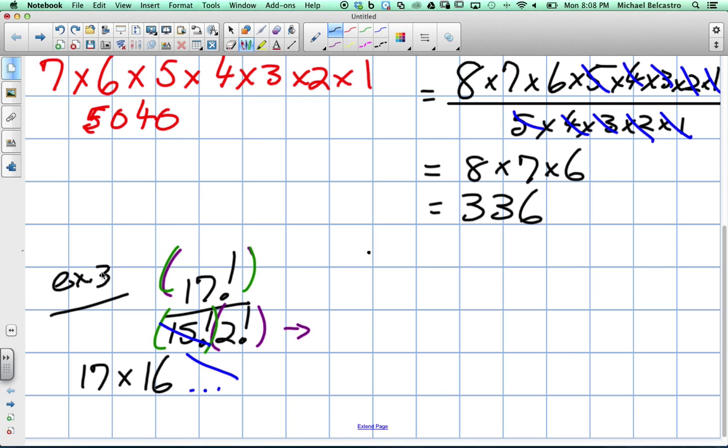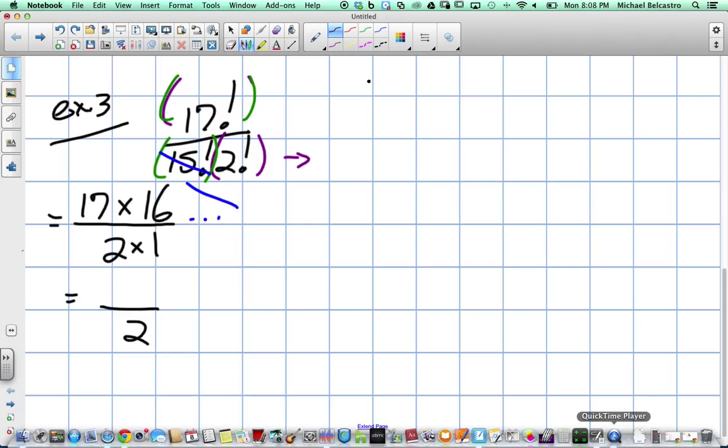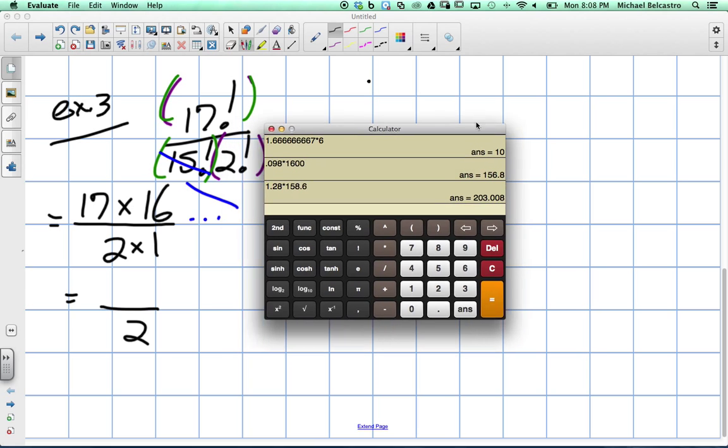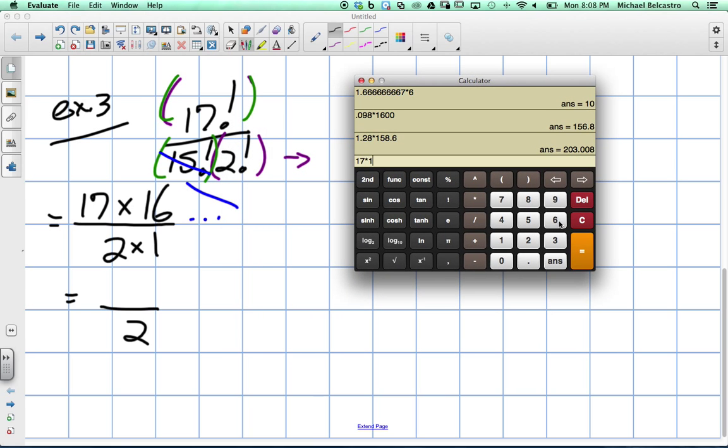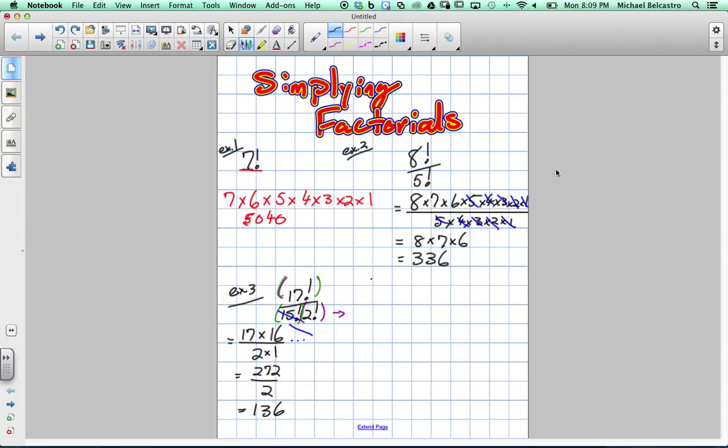And then on the bottom, we still have our 2 factorial, which is 2 times 1, much simpler to look at. Now I just have to do 17 times 16 divided by 2 times 1, and it's going to be a large value. We'll get a calculator out here. 17 times 16, that's easy: 272, and then divided by 2, which becomes 136. Okay, so 136 is what we got. So this is our way of simplifying a factorial and explaining what a factorial is.